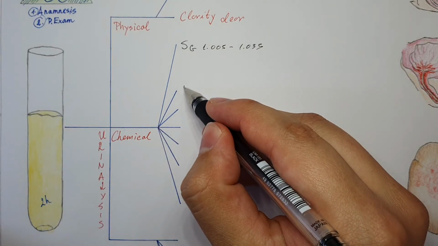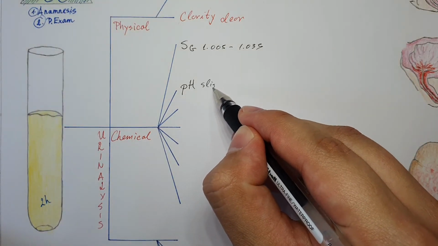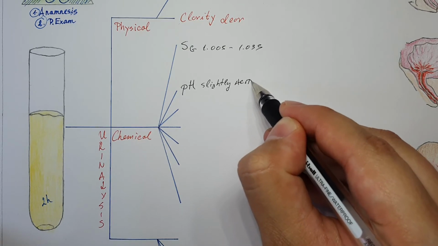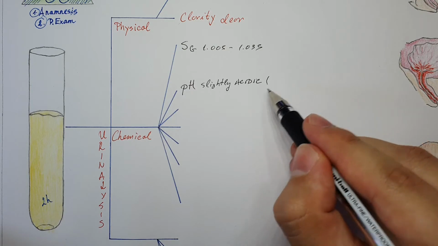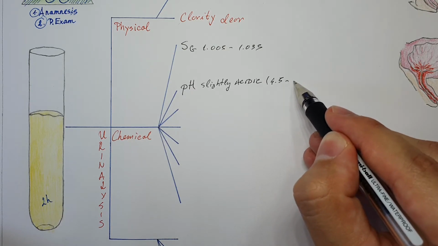Then we have also the pH of urine that is analyzed, and urine is normally slightly acidic, but it can range in pH from 4.5 to 8.